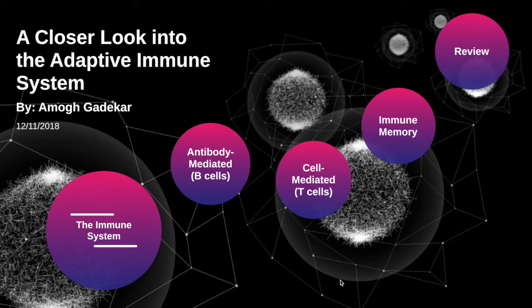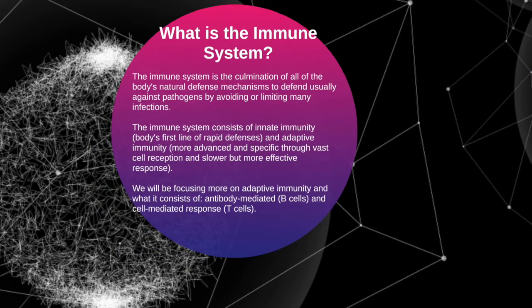Alright guys, so this video is a closer look into the adaptive immune system, which works with the more general and non-specific innate immune system in the body's overall immune system. And the body's overall immune system is really a collection of the natural defense mechanisms to defend the body against infections brought on by the pathogens. The adaptive immune system is more specific and advanced and thus more effective, and we will be focusing on the antibody-mediated response and the cell-mediated response.